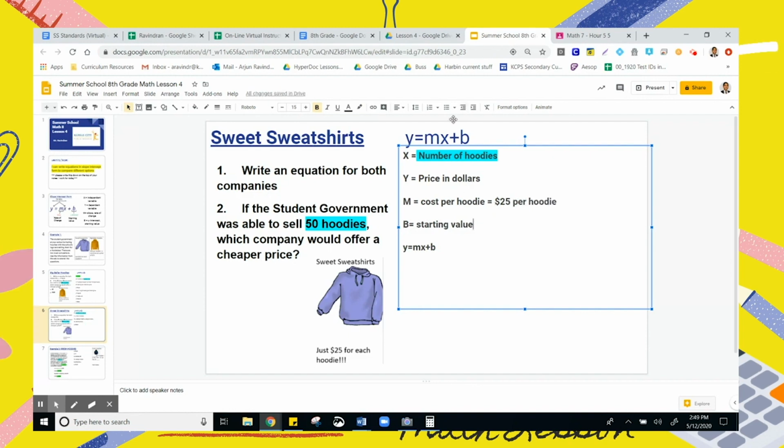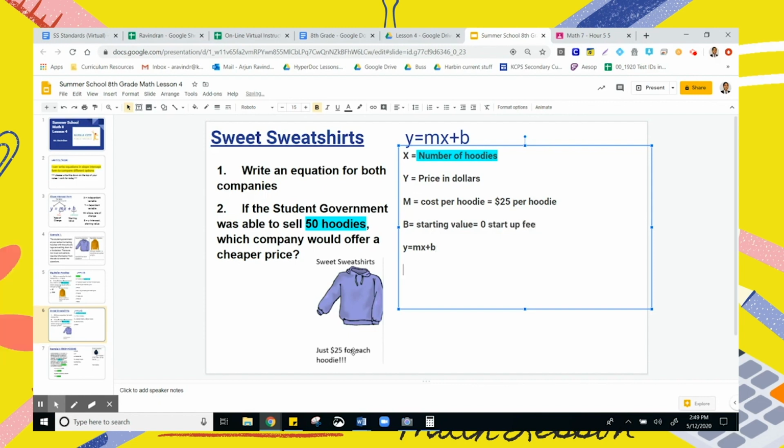B, the y-intercept, the starting value. Do they have a startup fee? Do they have a one-time fee? No. The advertisement only says $25 for each hoodie. They have no starting fee. They have a $0 starting fee.